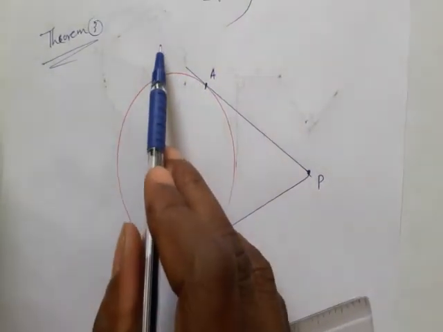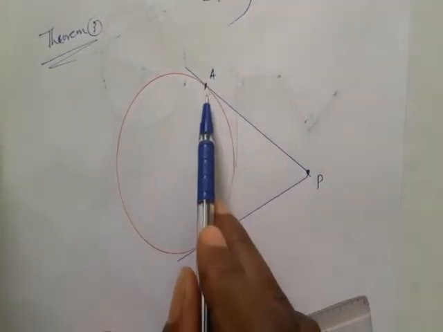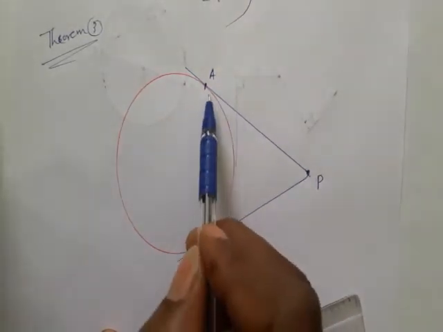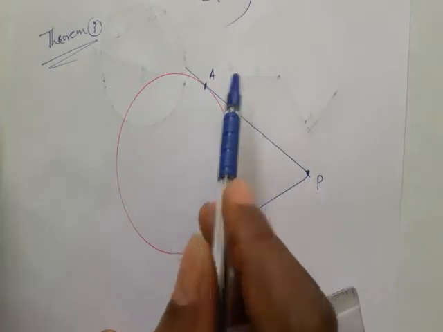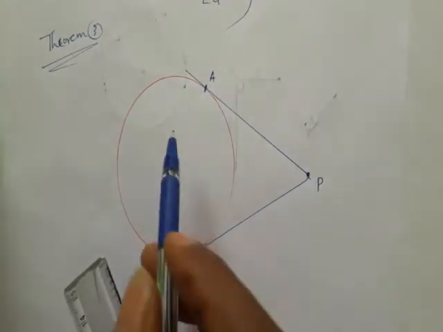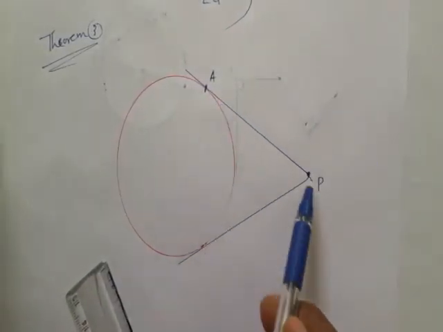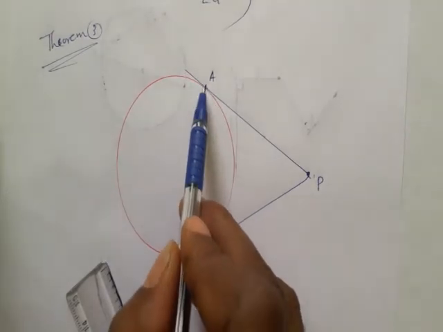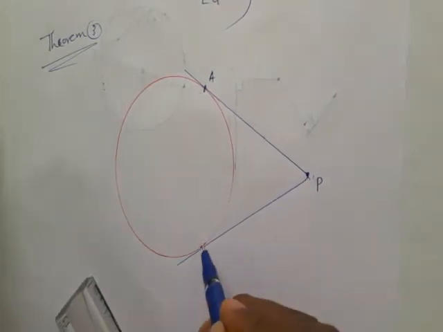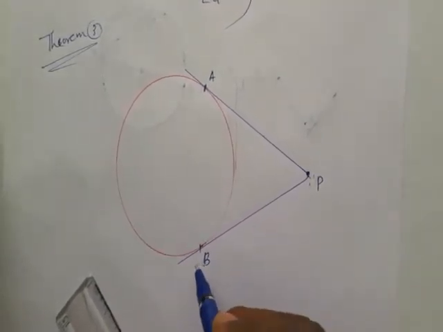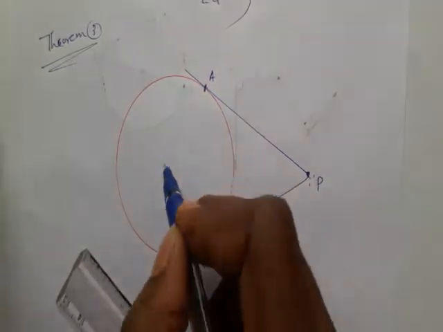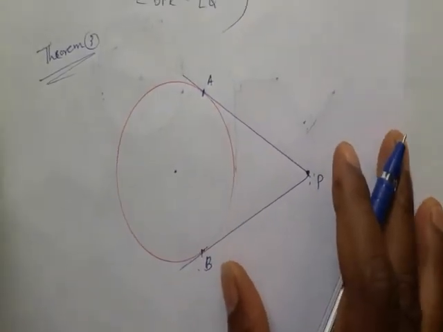If we extend that line, no problem at all. But you consider PA as tangent. You can stop at A, or if we extend PA, it is not a problem. But when we consider only PA, we consider it as the tangent. When we extend it, it is considered as one more tangent. It meets the circle at B. So PB is a tangent. If we extend PB still more, it becomes one more tangent, but they are lying in the same line. So this is theorem 3.